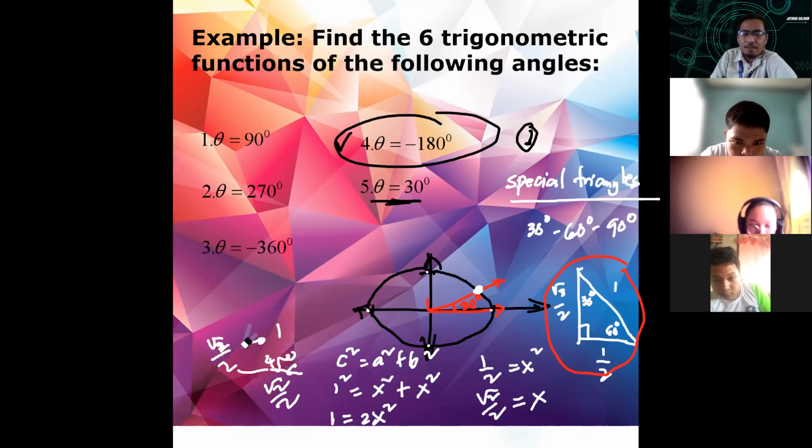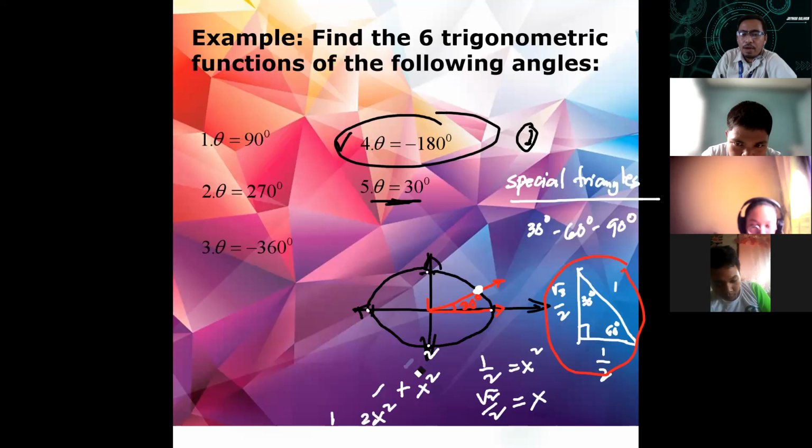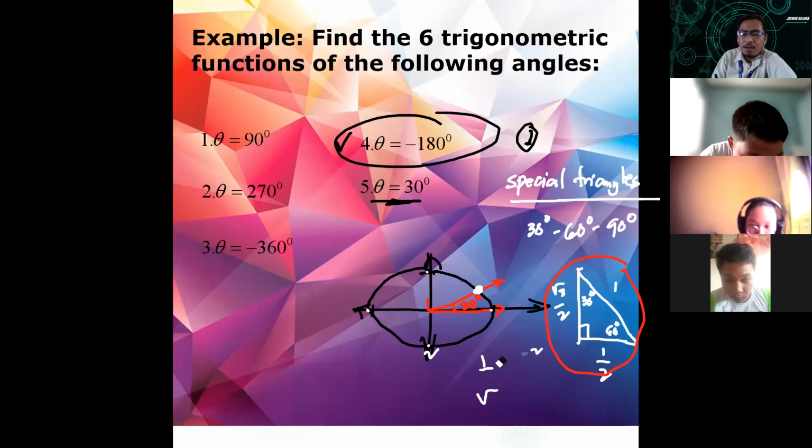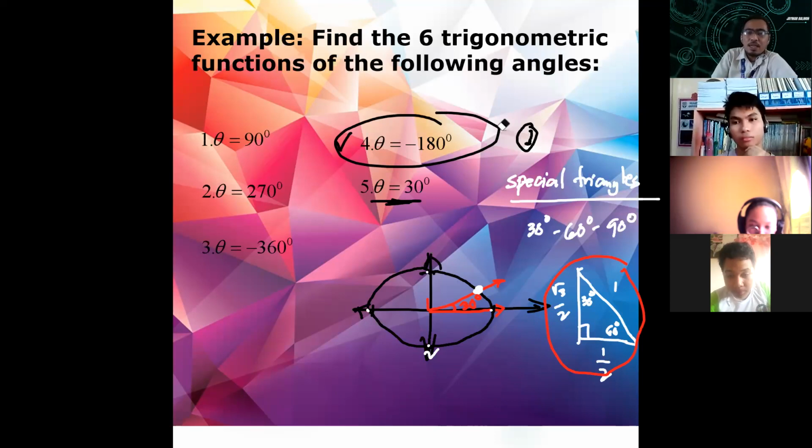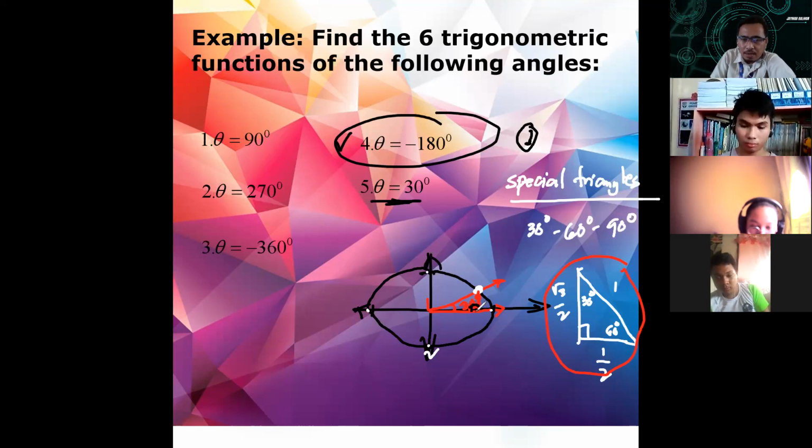Number 5. Which special triangle should we use? 30, 60, 90 or 45, 45, 90? What do you think? 30, 60, 90, sir. Of course, this is 30 degrees, so you should use the 30, 60, 90. So we will be using that one. If that is the 30, we will draw here a right triangle, and this is the right angle here. Let's block it so it's clear. The right angle here.